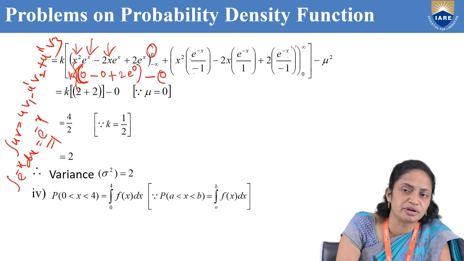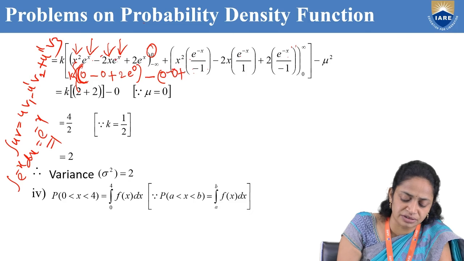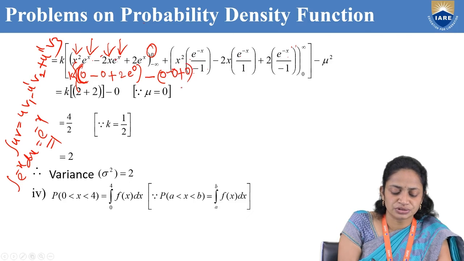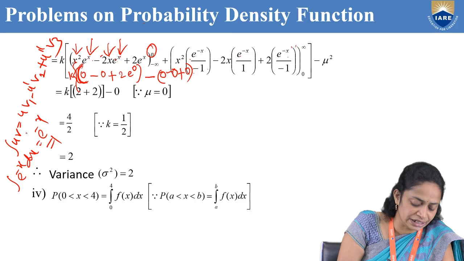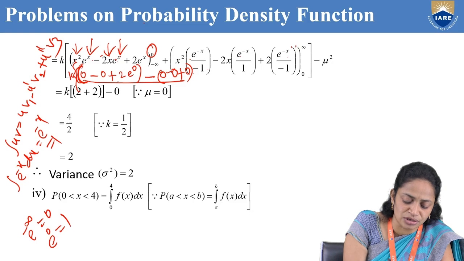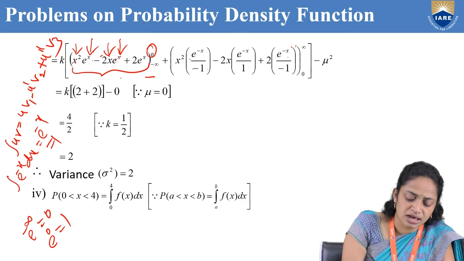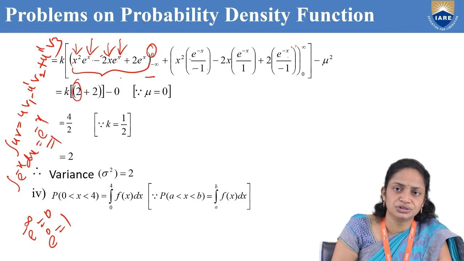And here also e power minus infinity is 0. 0 into anything is 0. Plus e power minus infinity is 0, and 0 into anything is 0. We know that e power minus infinity is 0 and e power 0 is 1. So the total value is 2, right? In this case, with the upper limit and lower limit values, the total value is 2.